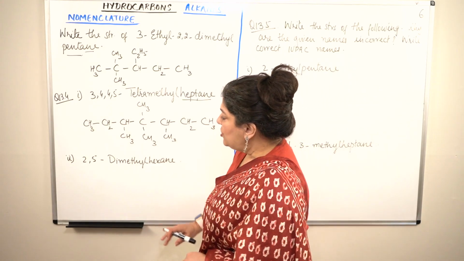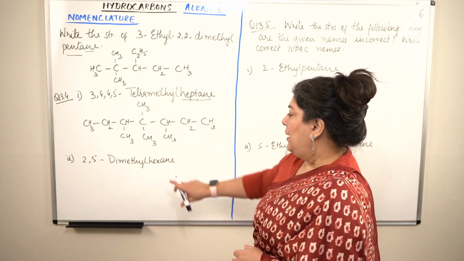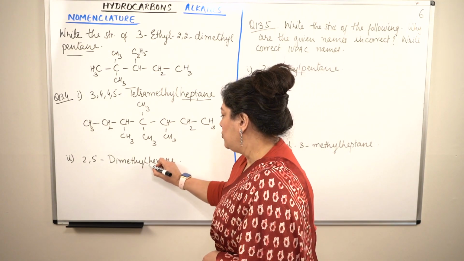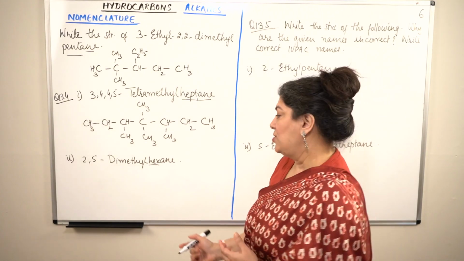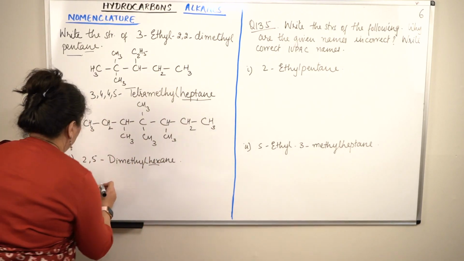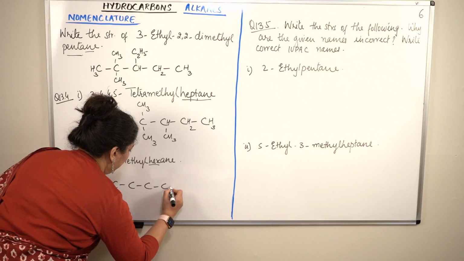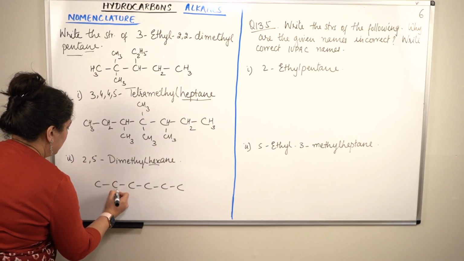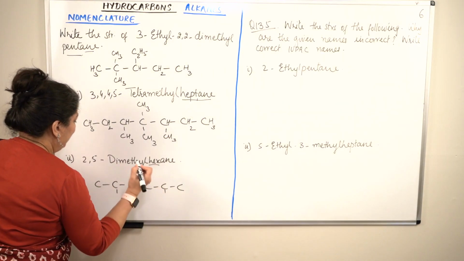The next compound is 2,5-dimethylhexane. Now the compound is hexane. Hex is the word root. So hex means 6 carbon atoms. Ane means it is saturated. So let us write the carbon chain first. 1, 2, 3, 4, 5 and 6. 6 carbon atoms. And the substitution is on the 2nd carbon and the 5th carbon.